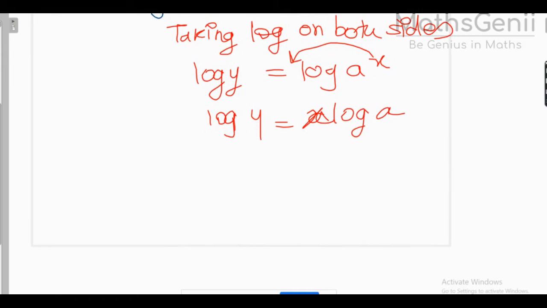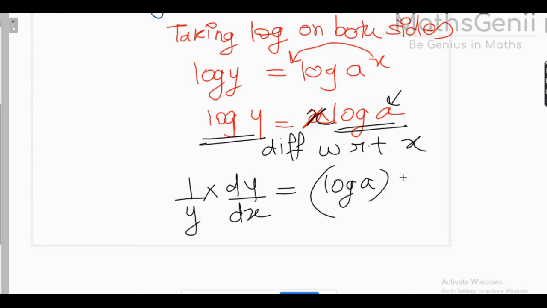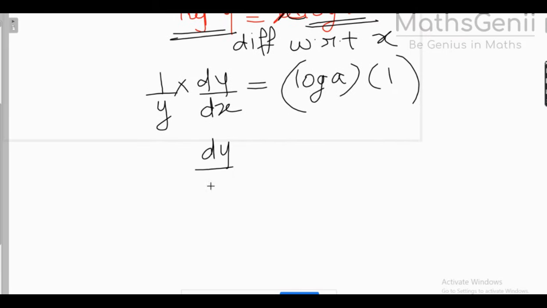Now let's just differentiate. So differentiating with respect to x. What is the derivative of log y? It is 1 upon y. But since we don't have y here, the derivative of the function considered as y. Then you have x into log a. So log of a is a constant, log of a will remain as it is. And derivative of x will become 1.